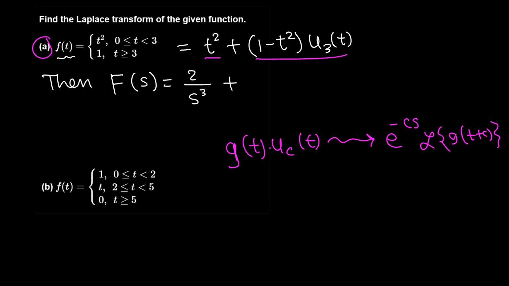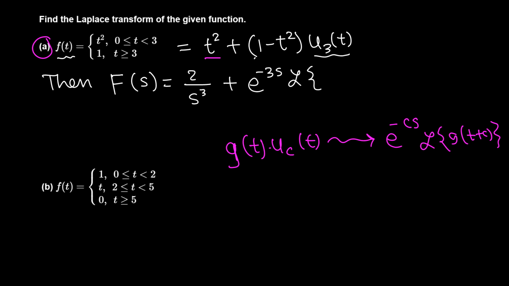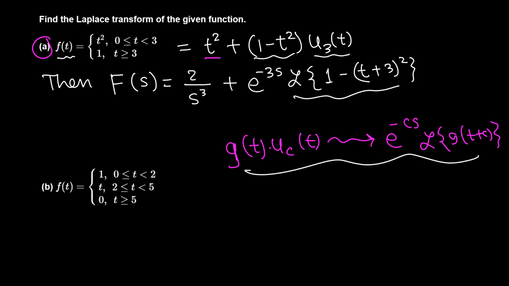Then we get u3(t), so e to the negative 3s, and Laplace of, we need to shift this 3 units, so 1, no shift, minus t squared is in fact (t plus 3) squared. Now we need to take the Laplace of this, and this is because of this rule.